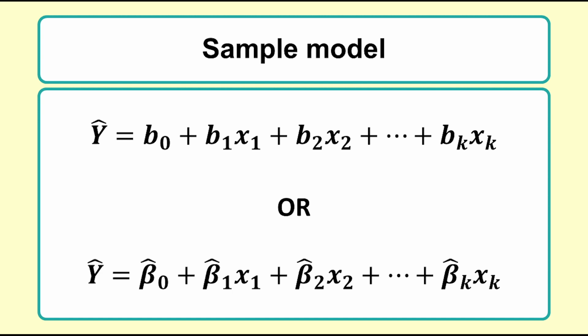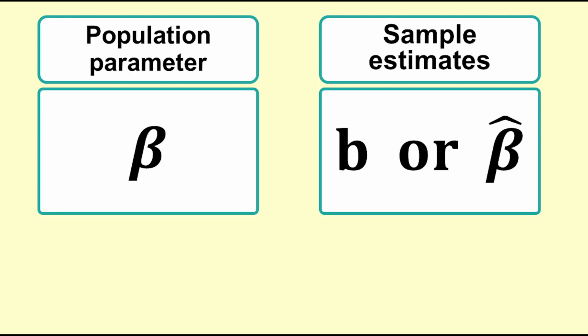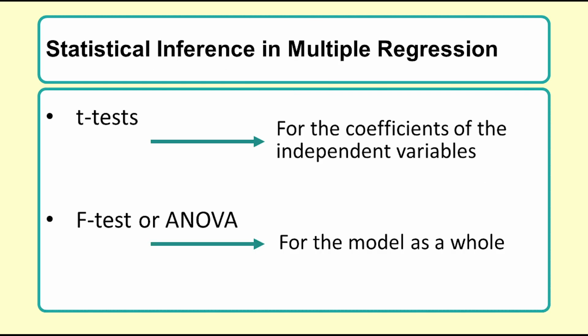Sometimes people use the Greek letters with hats, so you have beta 0 hat, beta 1 hat, etc. This also indicates that it is a sample model approximating the unknown population model. T-tests are used to find if individual predictor coefficients are statistically significant, and an ANOVA test is used to test the model as a whole.